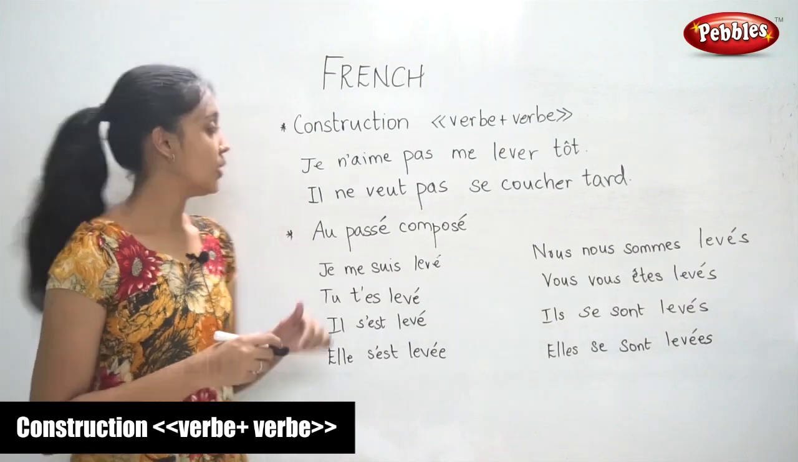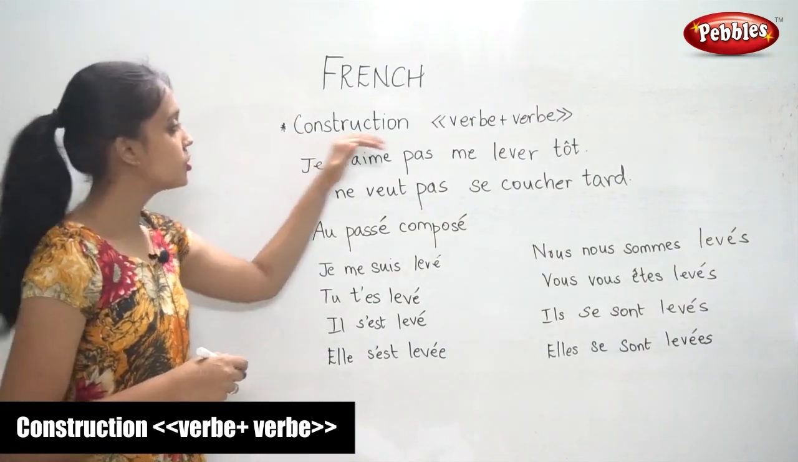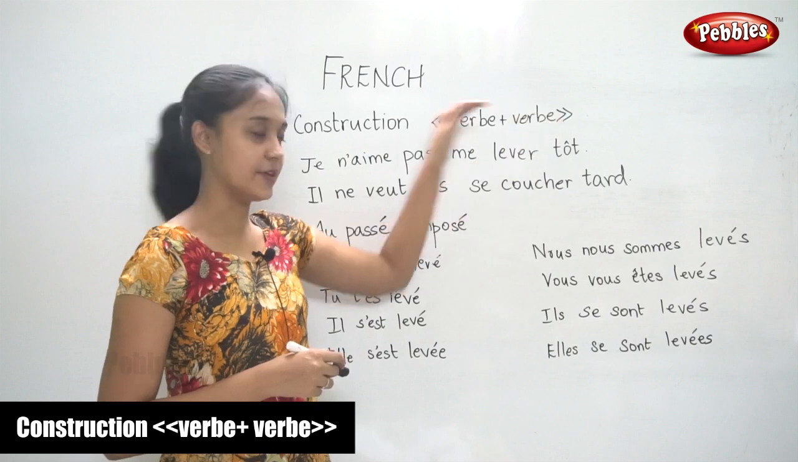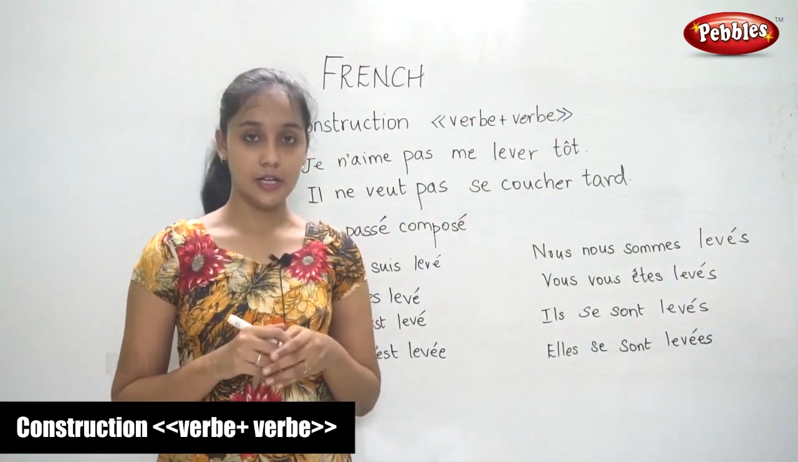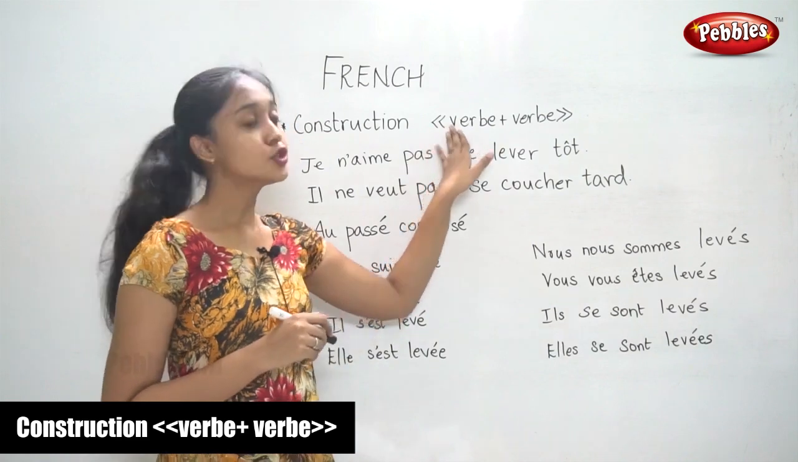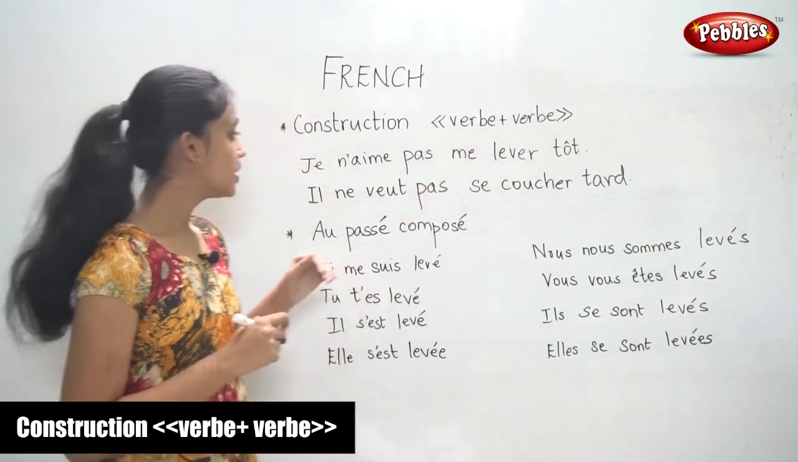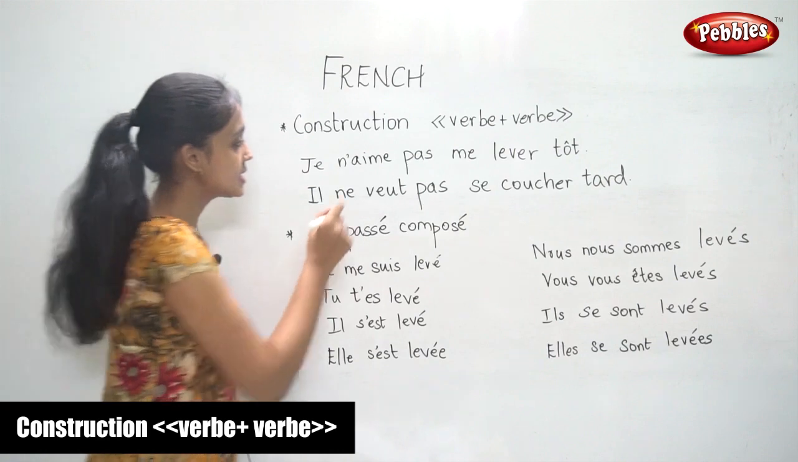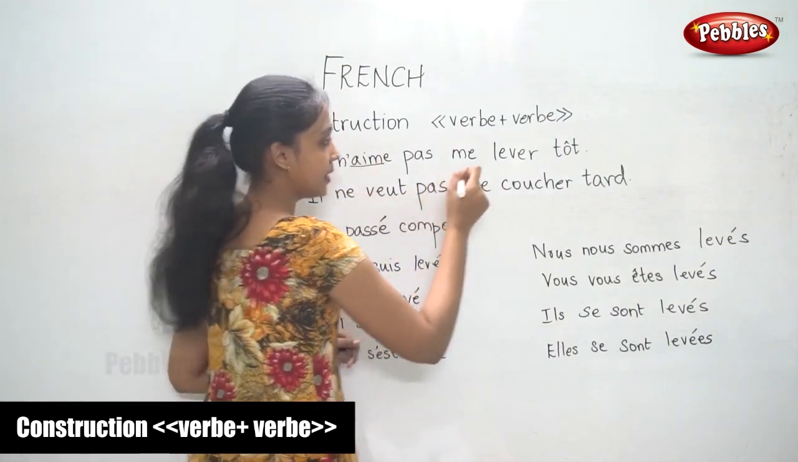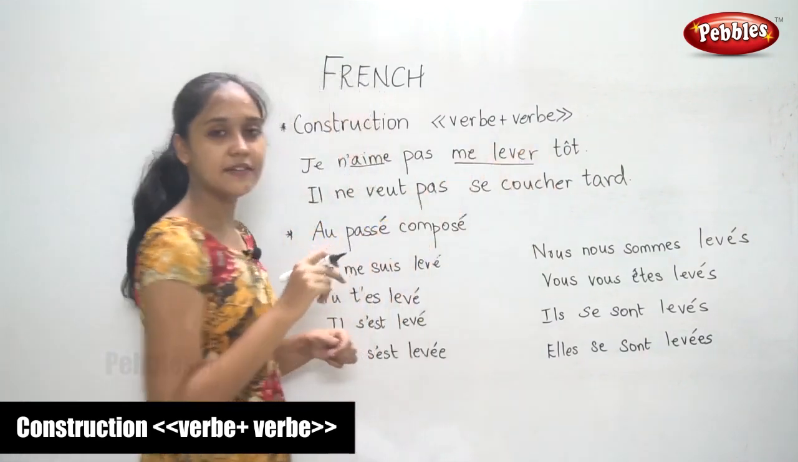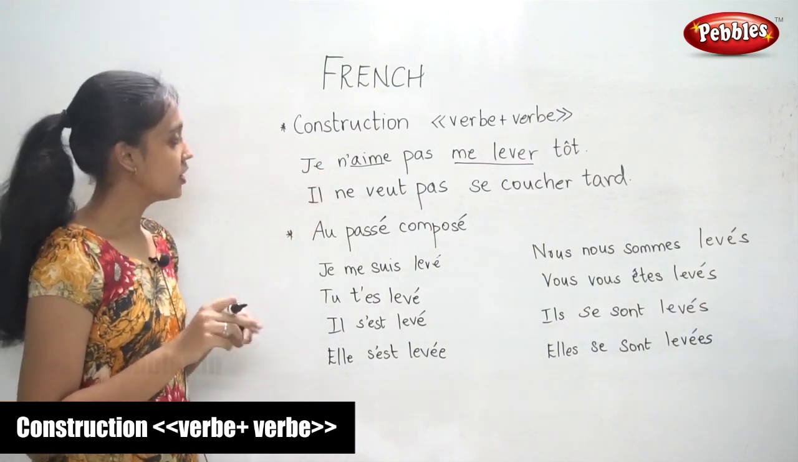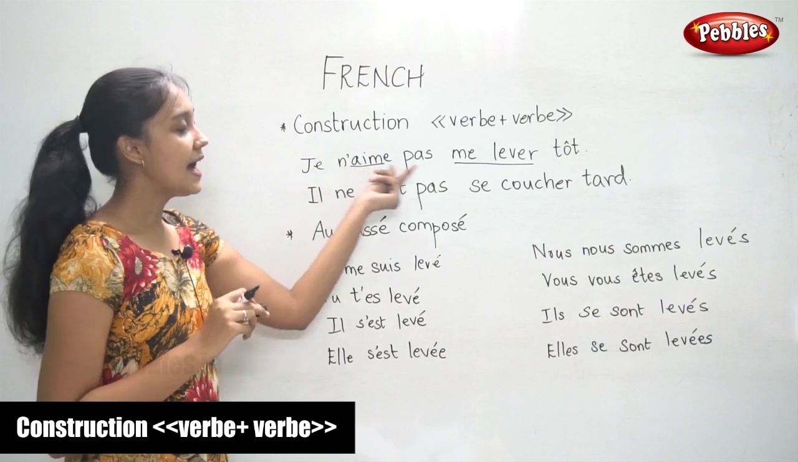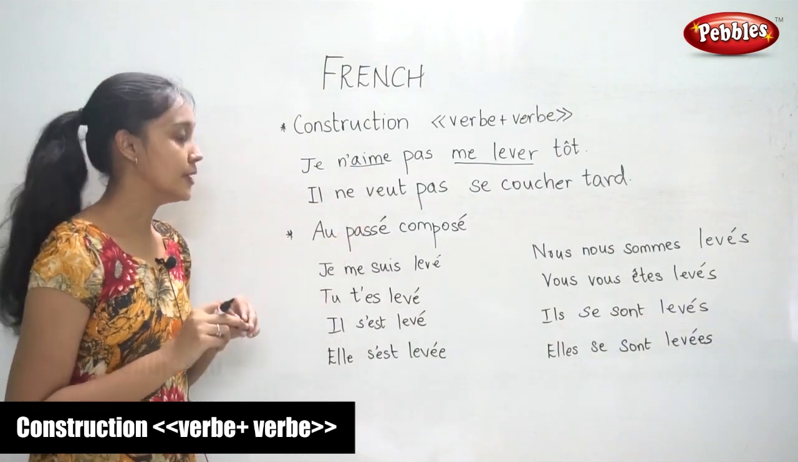The next thing we are going to see is construction verb plus verb. So we are going to see how this verb comes when you have two different verbs. Here in this case, the verbs are aimer and se lever. When you have a negative, you put the ne and the pas before the first verb.